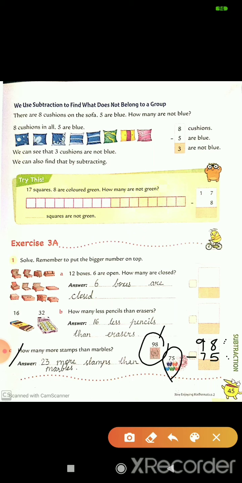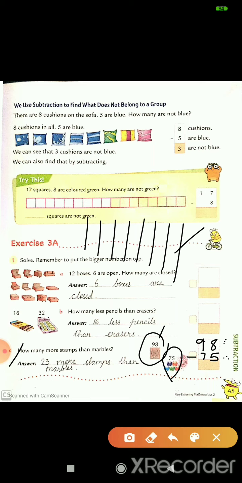So first subtract 8 minus 5. So 1, 2, 3, 4, 5, 6, 7, 8. We have to subtract 5. So 1, 2, 3, 4 and 5. How many left, students? 1, 2 and 3. So we will write here 3.